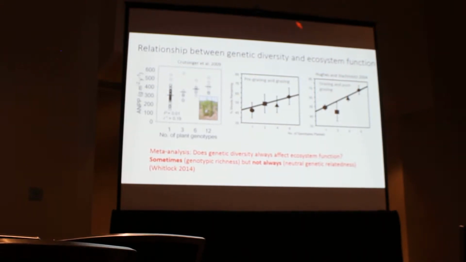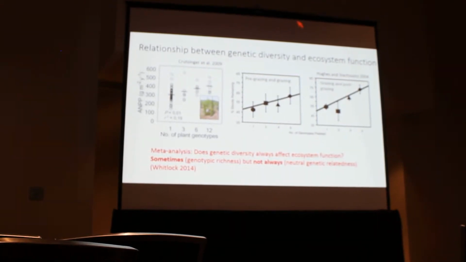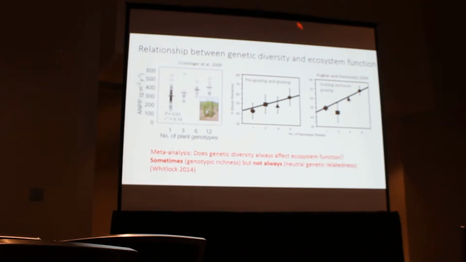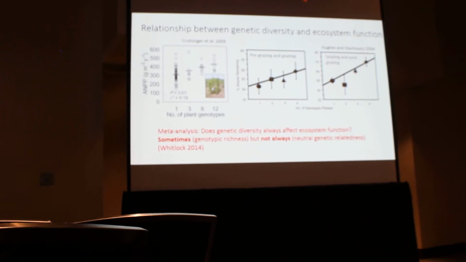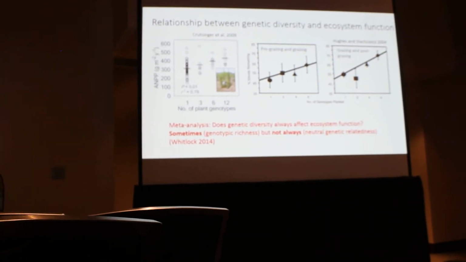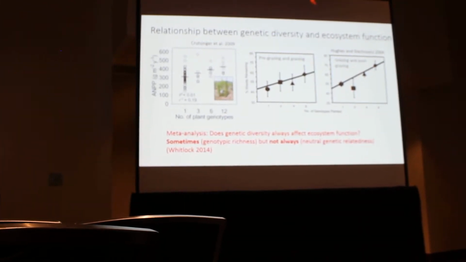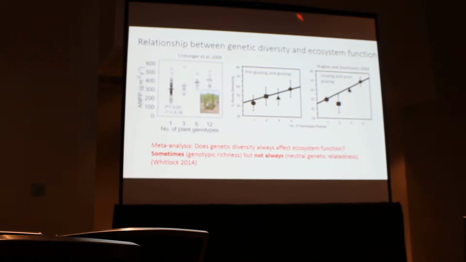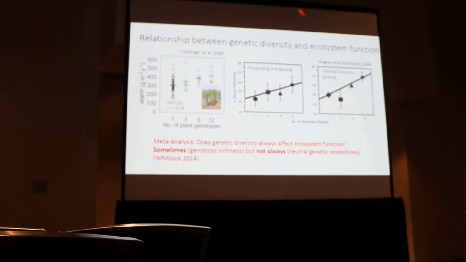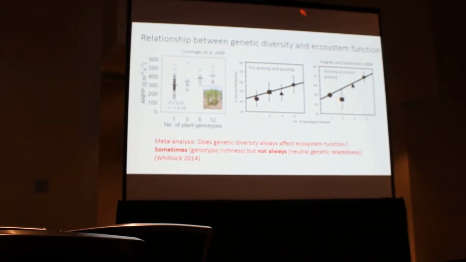So in a meta-analysis done by Whitlock and colleagues in 2014, where he summarized all the literature that looked at the relationship between genetic diversity and ecosystem functioning, what he found was that indeed, a lot of times we do see this relationship with genotype richness in particular, but we don't always see a relationship, and this is particularly true for some of the more neutral measures of genetic diversity looking at relatedness.